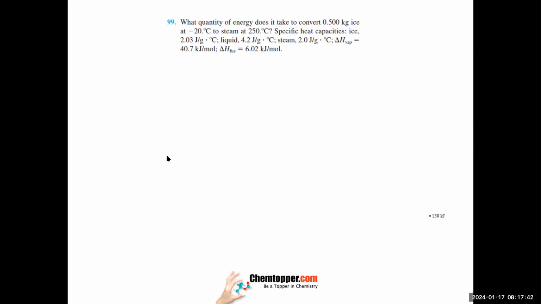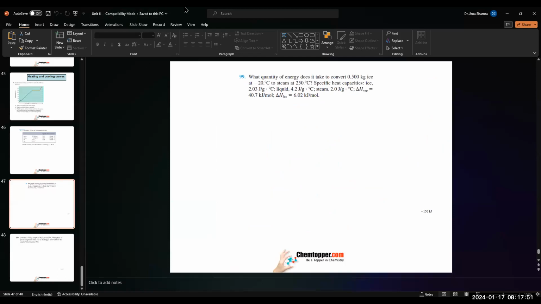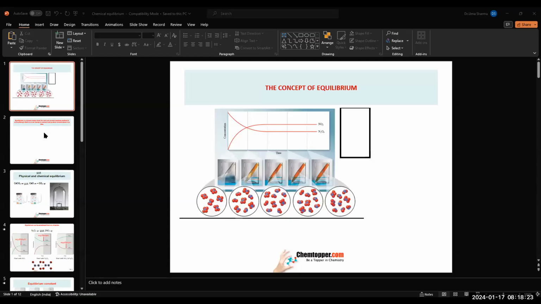Now we are starting unit 7. Ready? Very interesting unit. Sharing it with you. Anyone? Do you know the name of unit 7? Any one of you? What's the name of unit 7? Yes, chemical equilibrium.